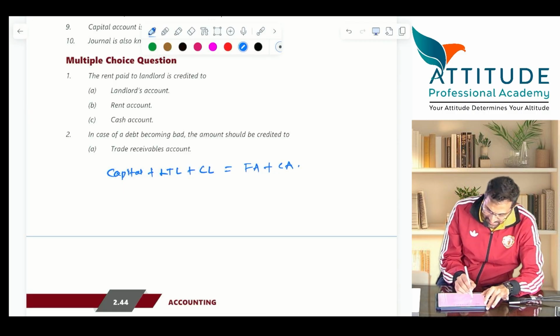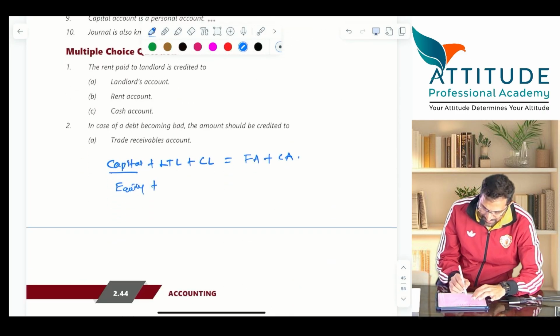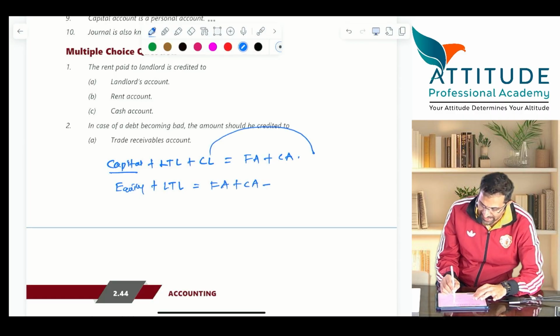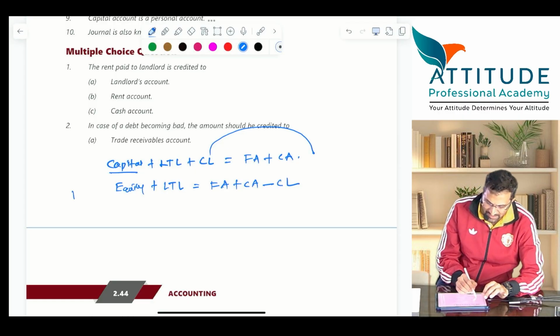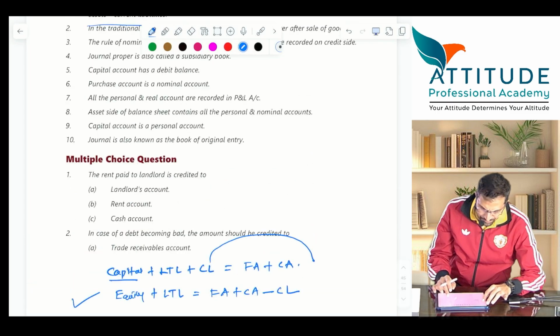What they have done is capital they have put it as what? Equity plus long-term liabilities वैसा ही है. Long-term liabilities is equal to fixed assets plus current assets. ये current liabilities उधर लेके गया है तो ये क्या आएगा? माइनस. So this is the correct answer. Understood? Is that clear? So this is true.